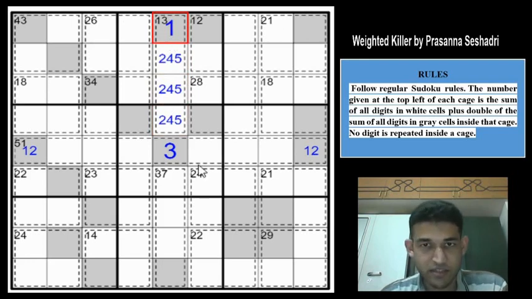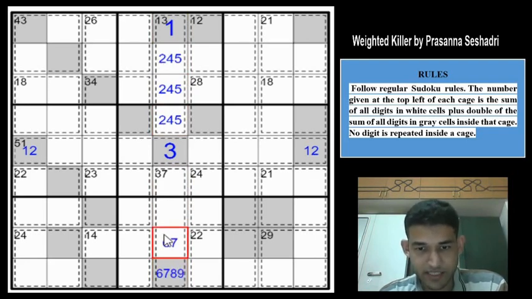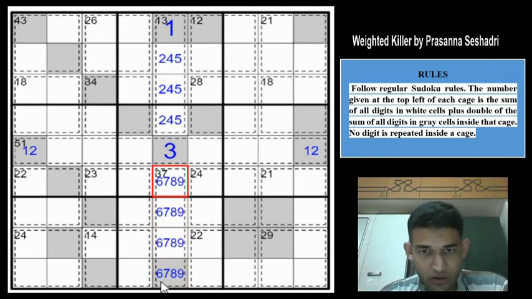So we have satisfied the 13 cage now, and these 4 cells must be 6, 7, 8, 9. Now we know that this cell will contribute twice its value. So can we satisfy this by using the 6 there? 6 multiplied by 2 is 12. 12 plus 7 plus 8 plus 9 is 24. We are reaching only 36, right? 24 plus 12 is 36.